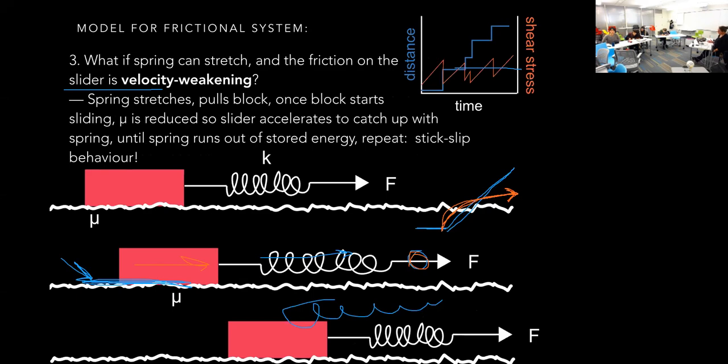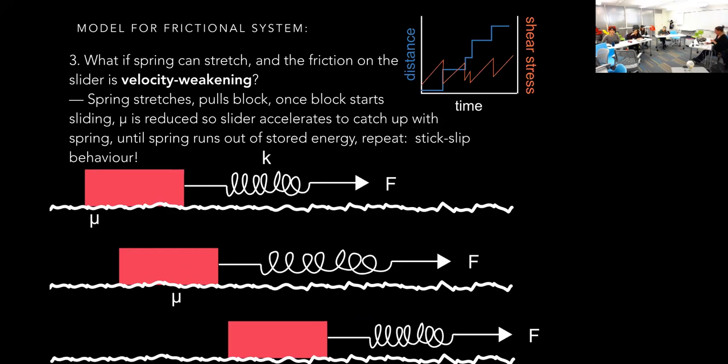Okay, this is the more fun example, and then we'll take a break. Let's imagine you have the same case, you have the stretchy spring, but this time the interface between the block and the table is velocity weakening. That means as you accelerate the block, the frictional force resisting sliding will actually decrease.